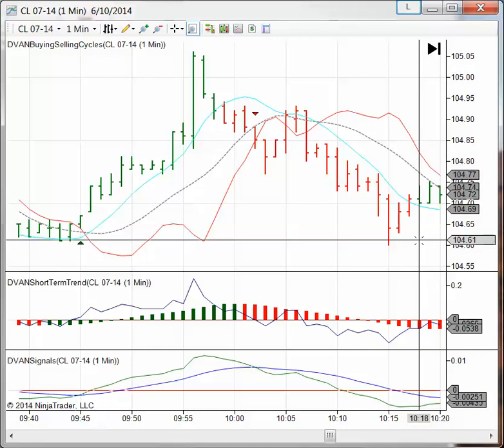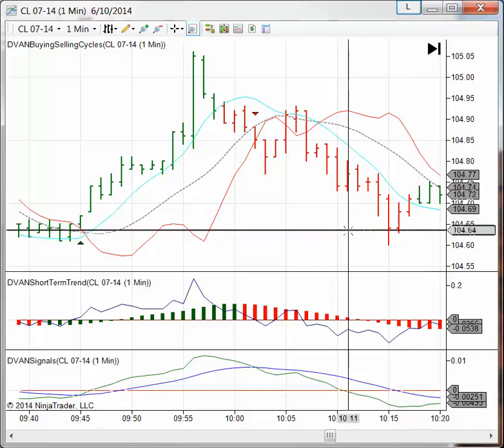So those were a long move that was 22 cents, a short move that would have been 15 cents, all within about 30 minutes. Hopefully this helps show how you use the progression of the DVAN indicators as confirmation for entries and exits on crude oil. This is June 10th, the morning session on Eastern Time.